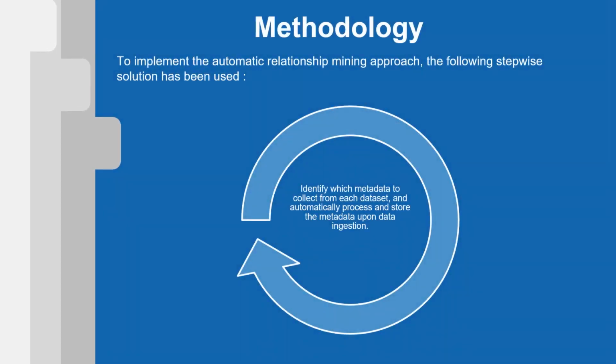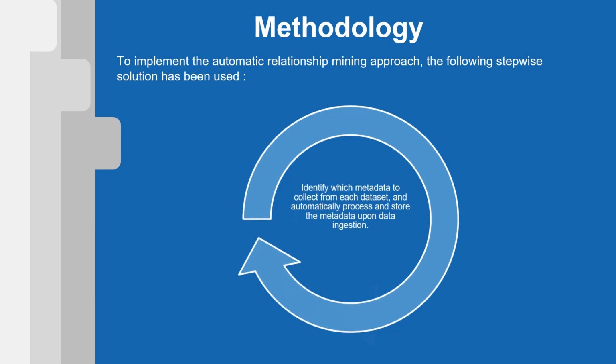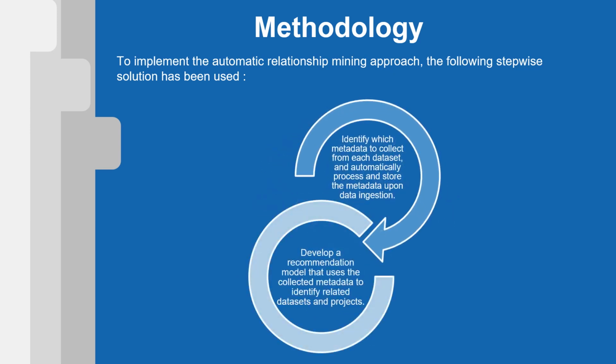To implement the automatic relationship mining approach, the following stepwise solution has been used. Firstly, identifying which metadata to collect from each dataset and automatically process and store the metadata upon data ingestion. Next, developing a recommendation model that uses the collected metadata to identify related datasets and projects.